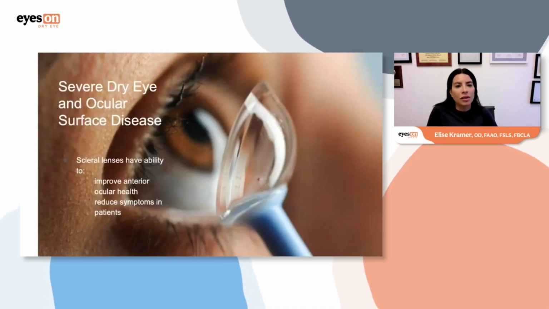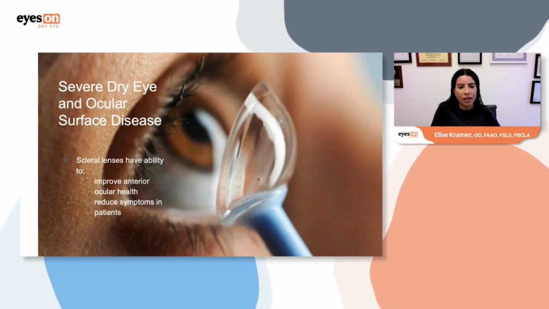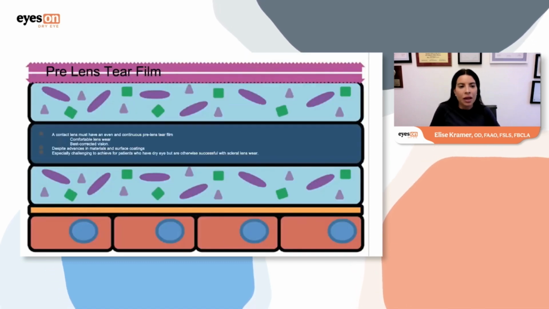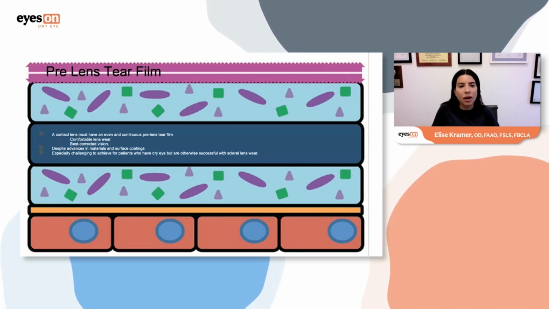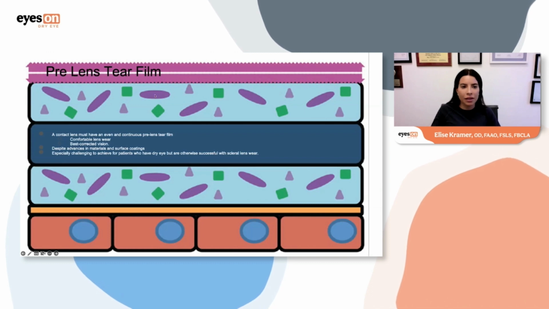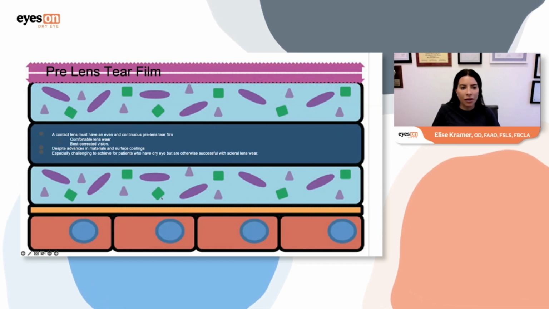So let's talk about severe dry eye and ocular surface disease. We know that scleral lenses have the ability to improve anterior ocular surface health and reduce symptoms in patients for reasons that I already explained. But we have to take into account other things when we talk about scleral lenses. So we do have this pre-lens tear film. We have the scleral lens, which is the layer right underneath. Then we have the tear film reservoir, and then we have the cornea.